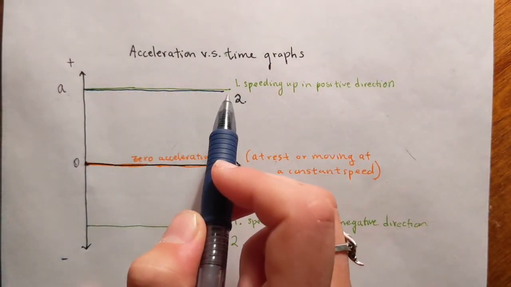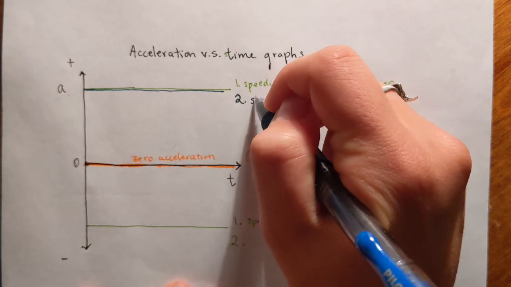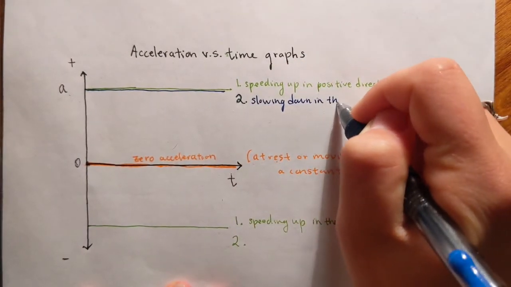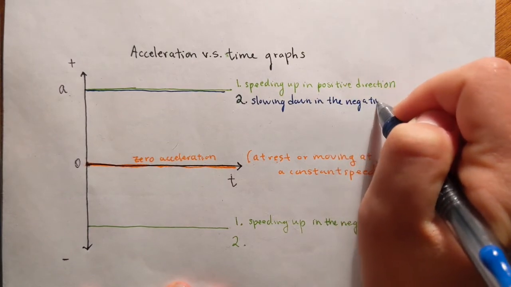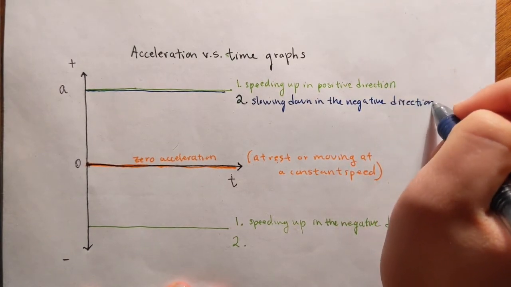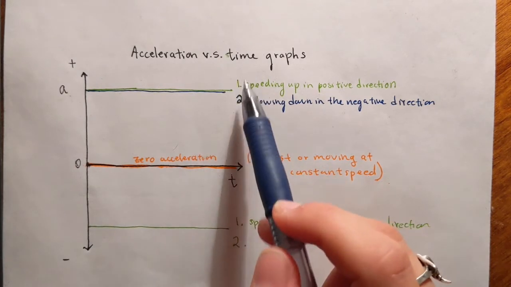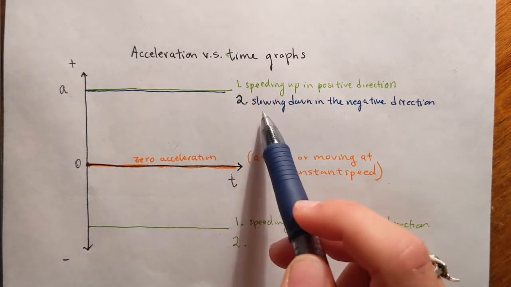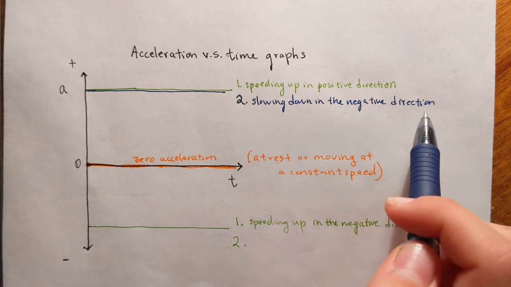A positive acceleration can also mean slowing down in the negative direction. So a positive acceleration can mean one of two things. The object is speeding up in the positive direction or slowing down in the negative direction.